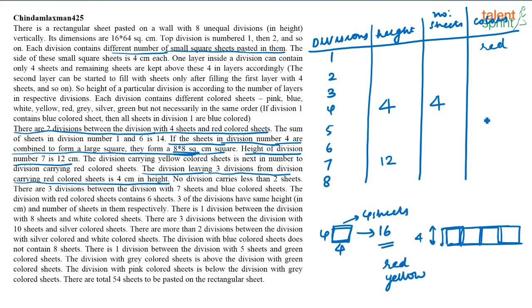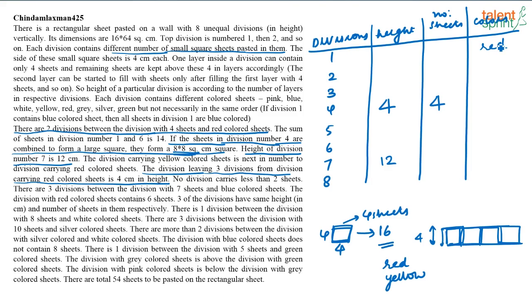Yes, see, red cannot come anywhere below this, because between red there has to be 3 divisions after red, and then we can place the one which has height 4 centimeter, correct? Also it is given that the number of sheets in each division is different. So using that, and it is also given here that there are 2 divisions between the division with 4 sheets and the red colored sheets. So this has to be red and this has to be 4.